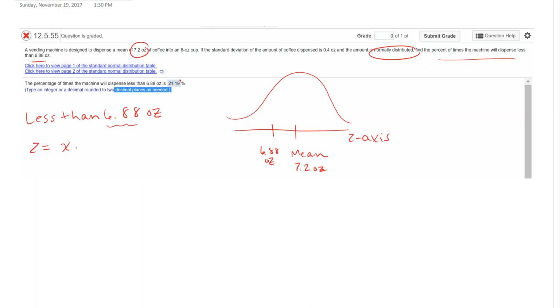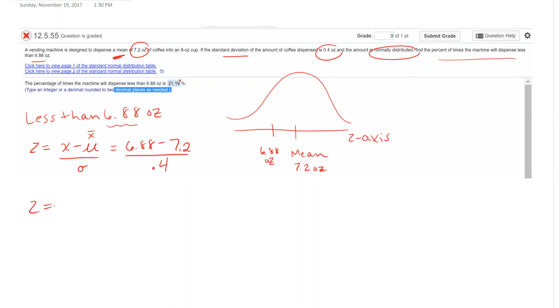Z is your score x minus the mean, which can also be x bar or mu, divided by standard deviation, which is symbolized with sigma. So we take our value 6.88 and we subtract the mean, which is given to us above. So we have 6.88 minus the mean, 7.2, divided by standard deviation. They tell you that standard deviation is 0.4 ounces.